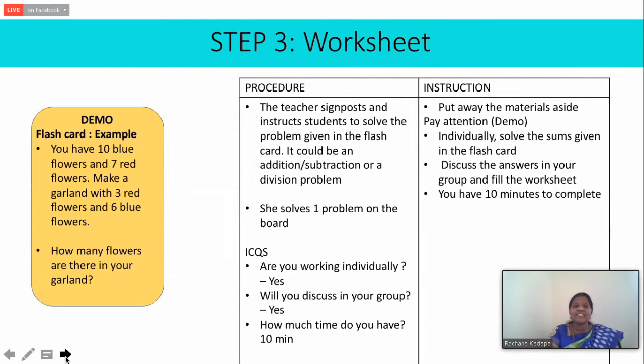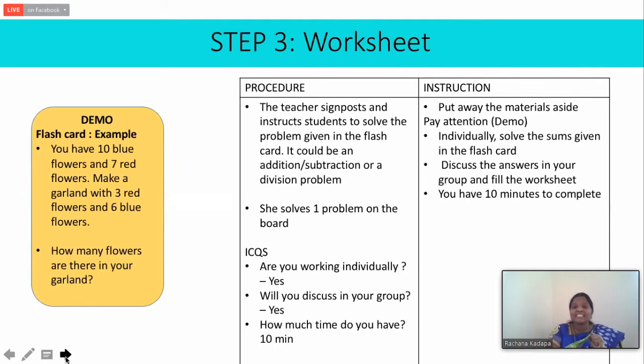So here the procedure is a demo, a flashcard. For example, you have 10 blue flowers and 7 red flowers. Make a garland with 3 red flowers and 6 blue flowers. How many flowers are there in your garland? So they have to count the flowers and tell the answer.